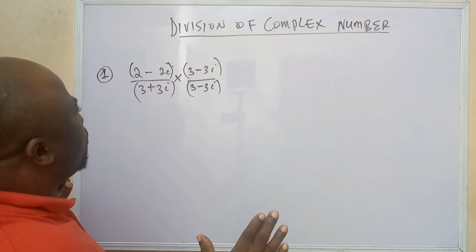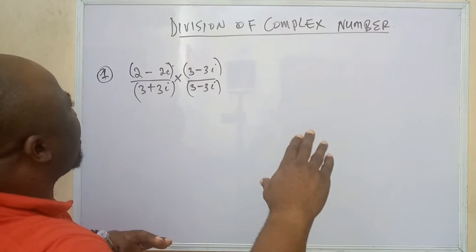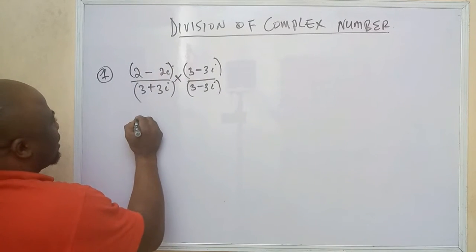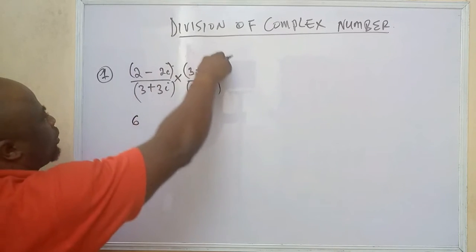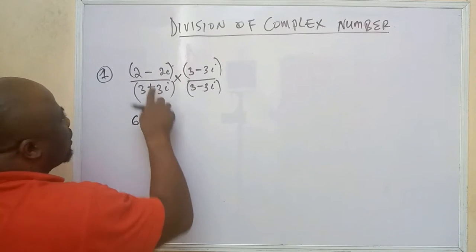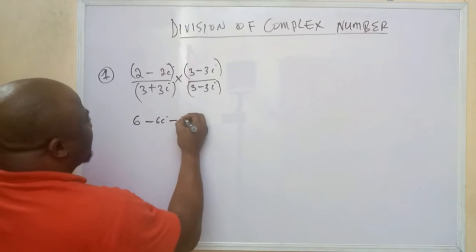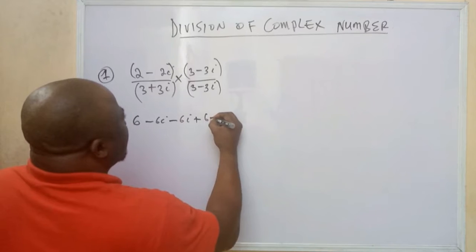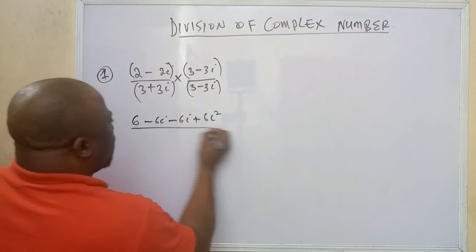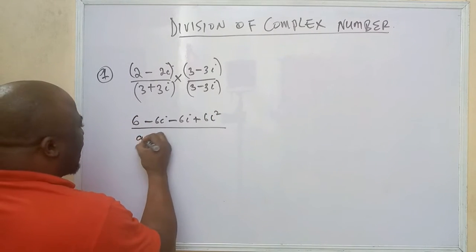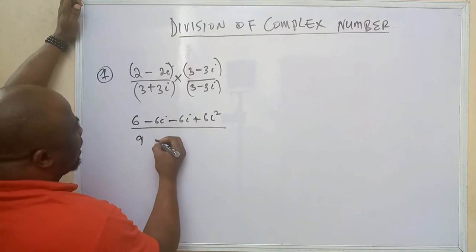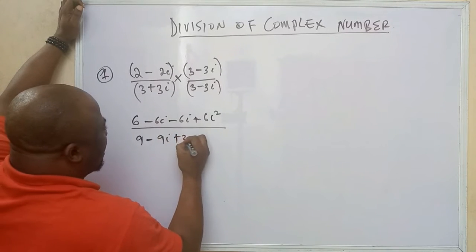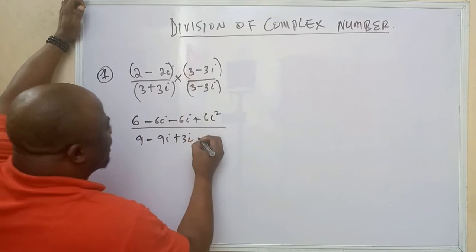Now we're going to look at what we did in the multiplication of complex numbers. You multiply this by this. 2 times 3 is 6. 2 times minus 3i is minus 6i. Then minus 3i times 2 is minus 6i. Minus times minus is plus 6i squared, all over. 3 times 3 is 9. 3 times minus 3i is minus 9i. 3 times 3i is plus 9i. Plus and minus is minus.